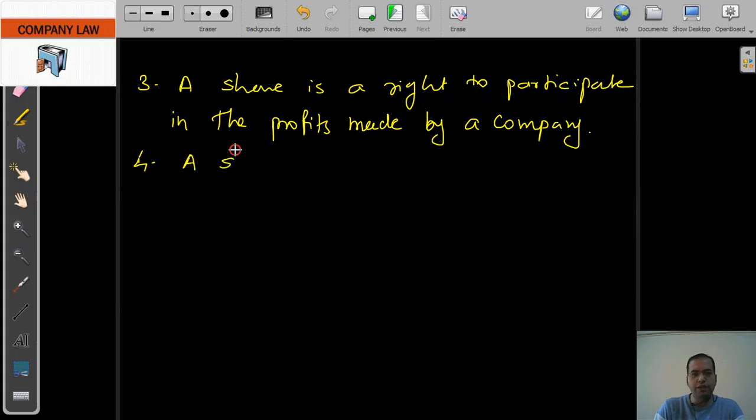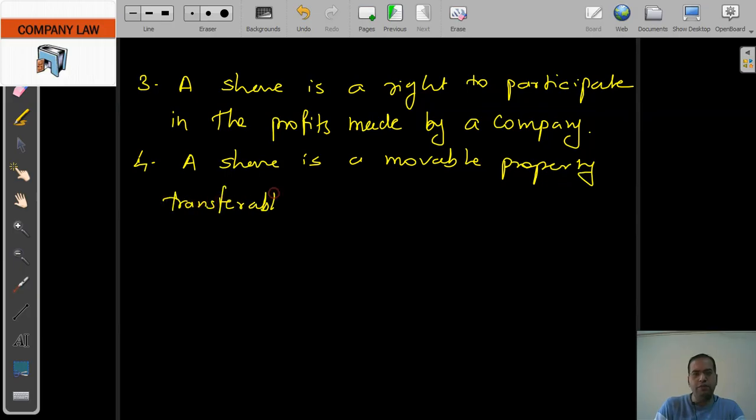A share is a movable property, transferable in a manner provided by AOA of the company.